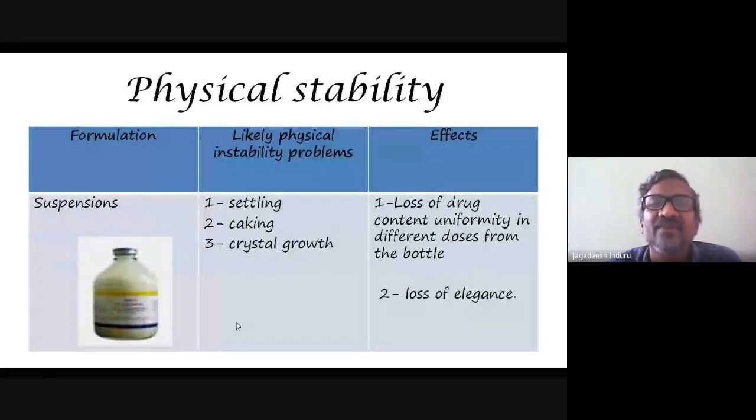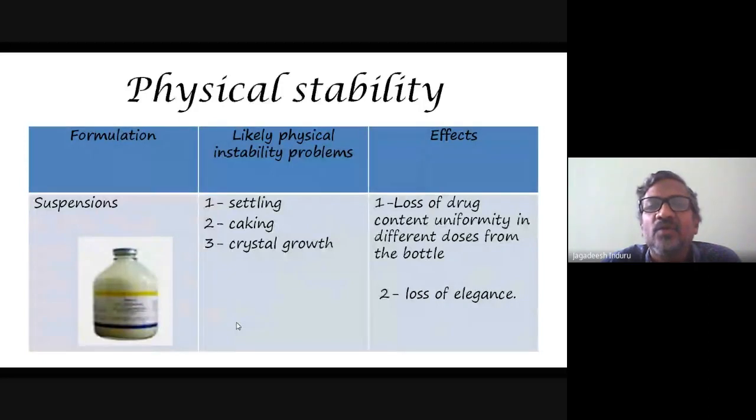That is the one which you are going to give as a label to avoid such problems. In suspensions, most of the problems we have already seen in the previous first sessional portion: settling very fast, caking, which is very tough to redisperse, and crystal growth. The particles are becoming bigger and bigger.